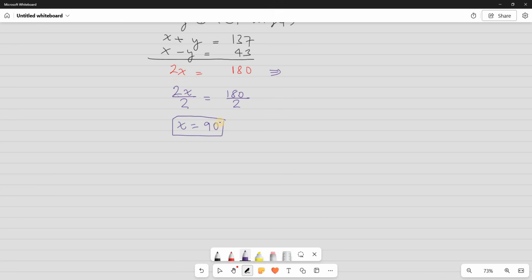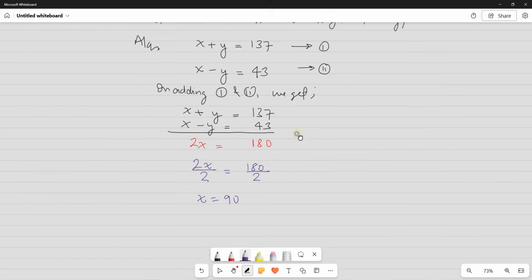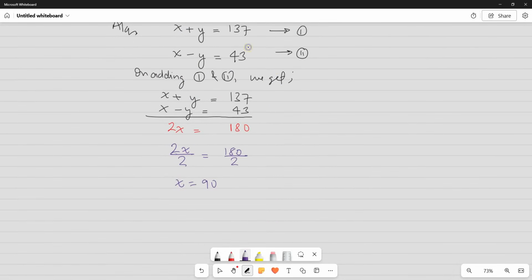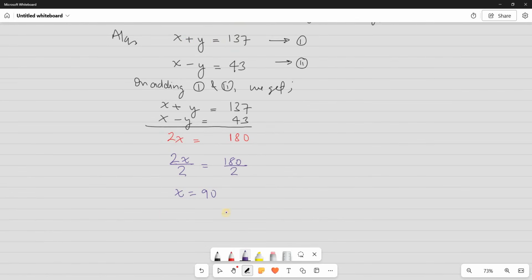x equals 90. Now we apply this in equation 1 or 2, either one, to get y, the other number, because x is one of the numbers we need and the other number is y. So let's substitute x equals 90 in equation 1.